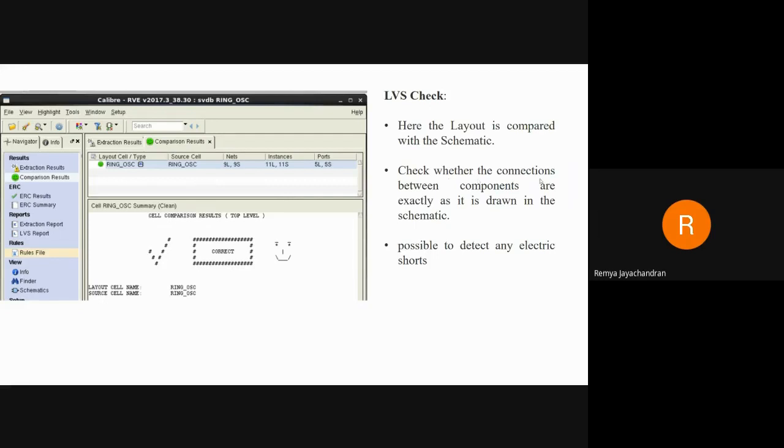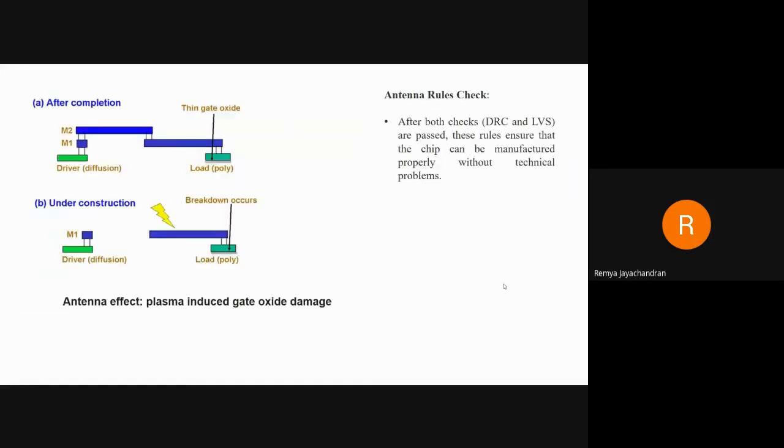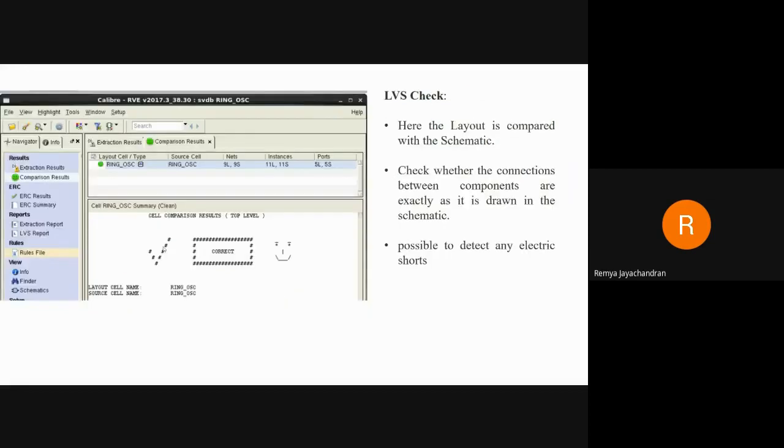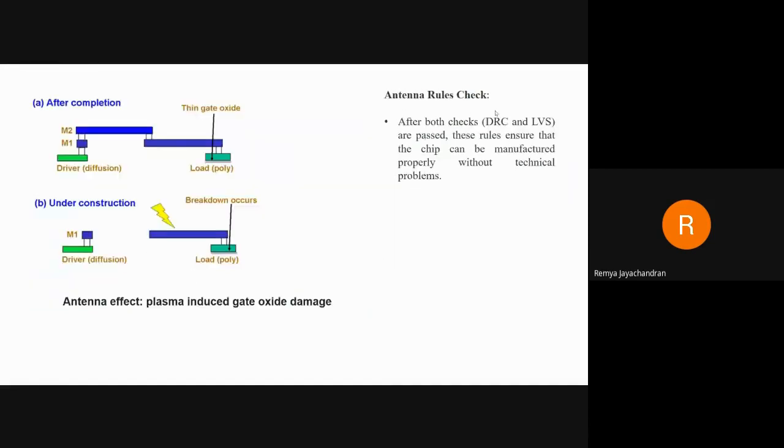It will check whether the connections between the components are exactly as in the schematic. So it will detect any electrical short in the layout that we have created. And once it is correct, we can go for the antenna rules check. The antenna effect means the plasma induced gate oxide damage.